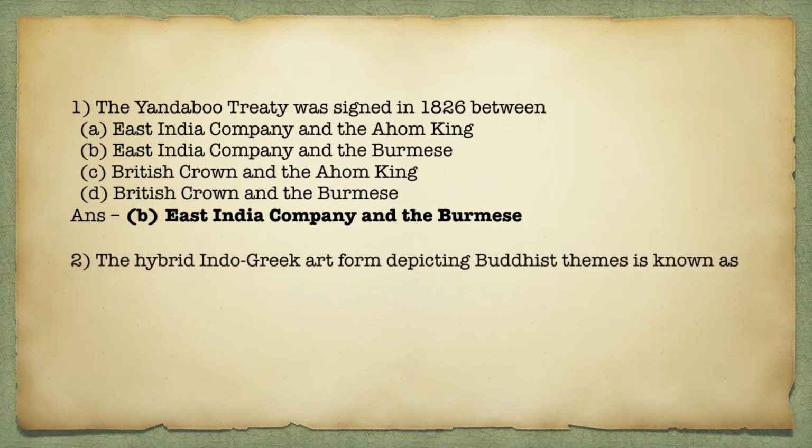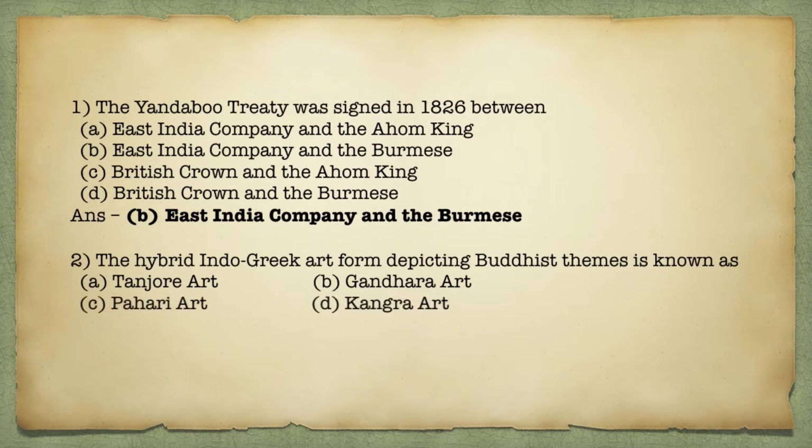So the next question is the hybrid Indo-Greek art form depicting Buddhist themes is known as Tanjore art, Gandhara art, Pahari art or Kangra art. So the correct option will be B, Gandhara art.